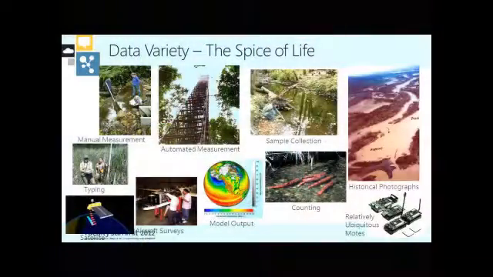Folks in the environmental space see this all the time, all the different types of data that have to be dealt with, from hand-won data in the field to automated measurements, sample collections, and outputs of our models. All of these need to come together to help get a better picture of what's actually going on in the environmental spaces.